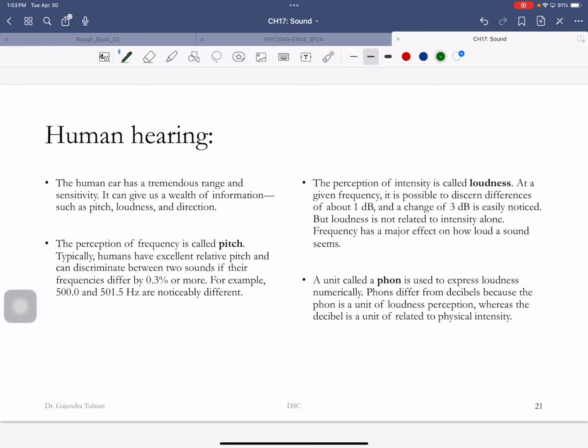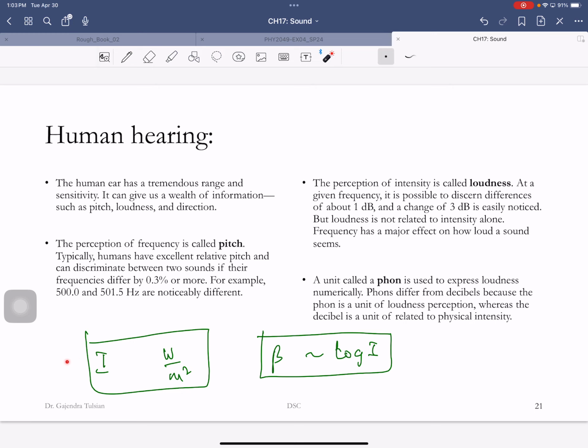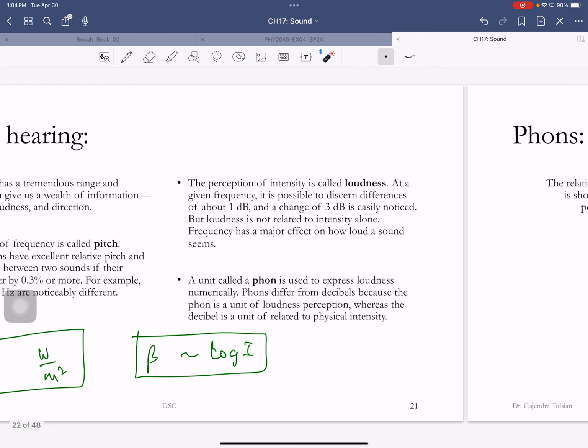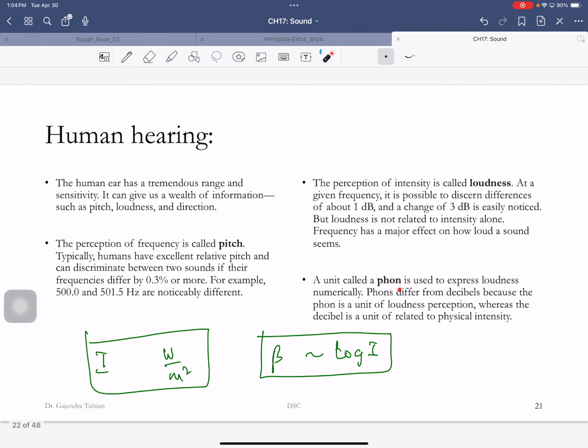So intensity is watts per meter squared. Decibels is the log of intensity. This is a scale used for loudness. This is something an instrument can measure, and decibel is also something an instrument can measure. But your ears' sensitivity depends on frequency as well. So this is the unit for hearing of loudness.